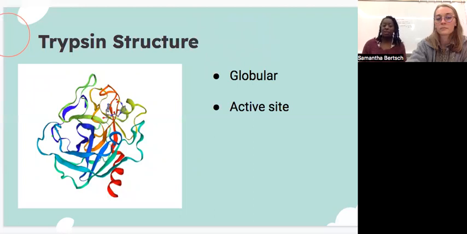Trypsin's active site is composed of serine, histidine, and aspartate. All of these residues are polar with a slightly negative charge, which will likely attract slightly positive residues such as lysine or arginine to its active site.